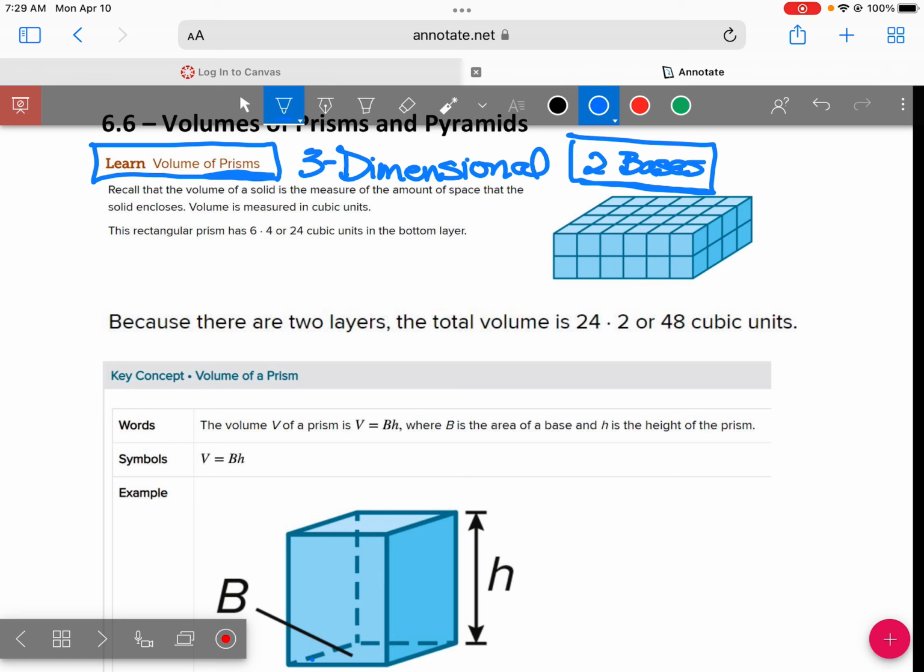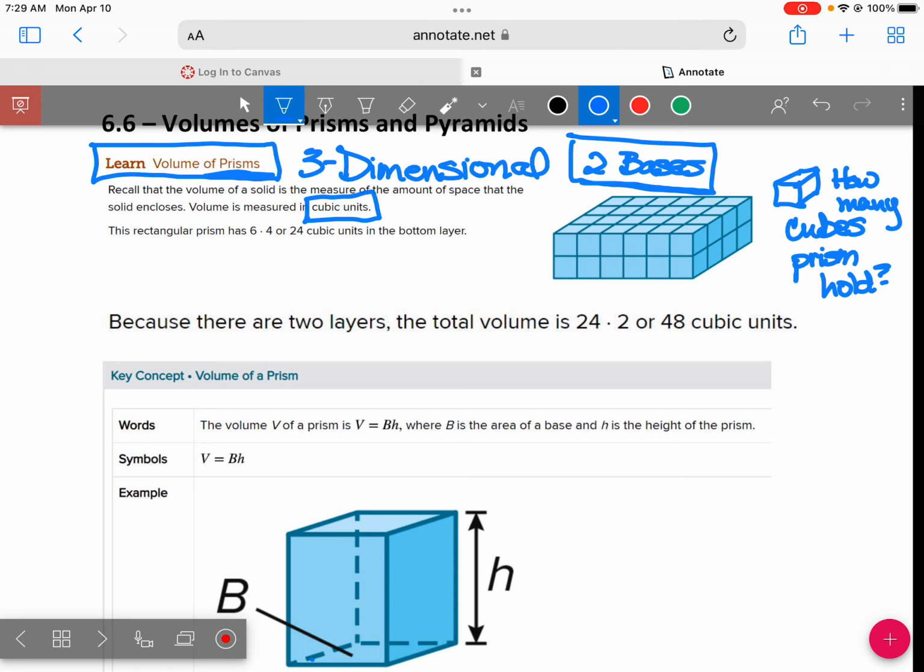All right, it says, recall that the volume of a solid is the measure of the amount of space this solid encloses. And we are talking about now, instead of how many squares it holds, how many cubes can this prism hold? And they're measured up side by side. Volume is measured in cubic units. So I want you to square or underline that. Cubic units.